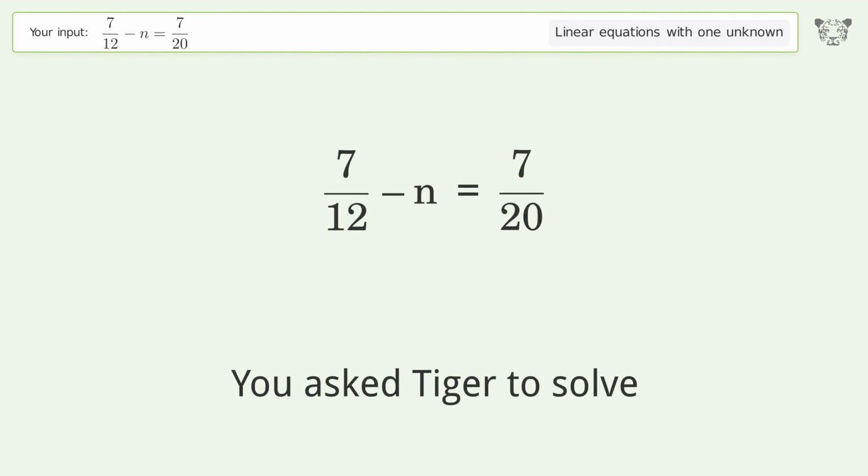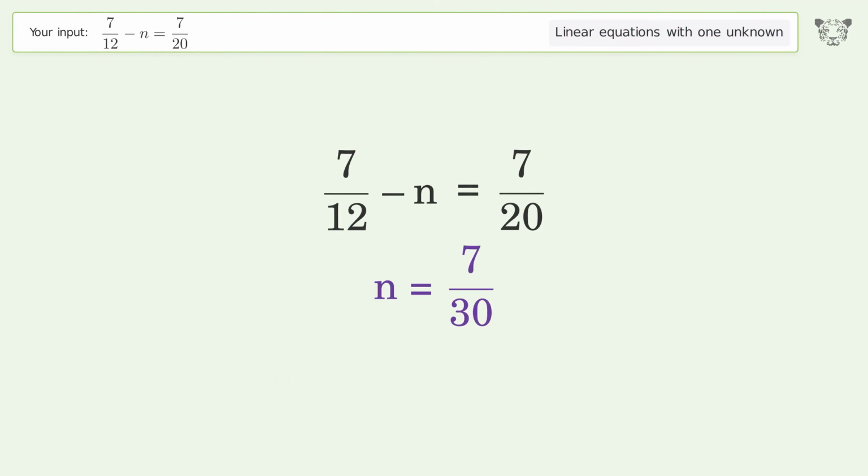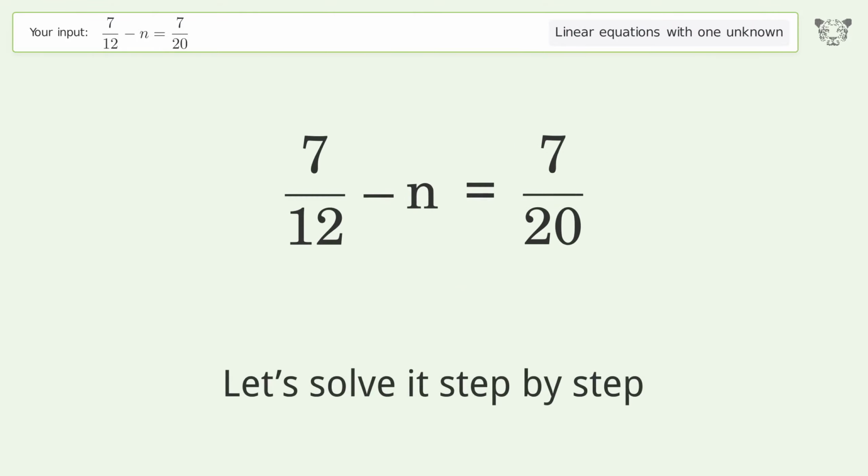You ask Tiger to solve. This deals with linear equations with one unknown. The final result is n equals 7/30. Let's solve it step by step.